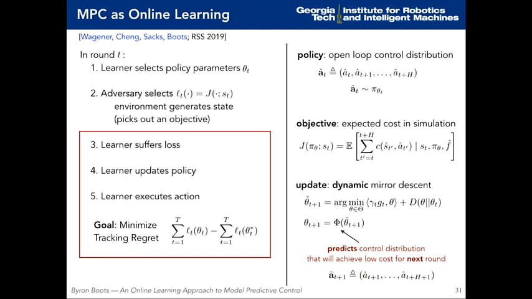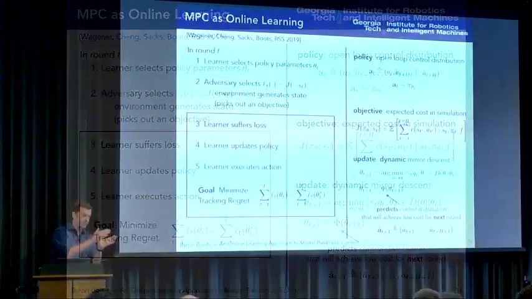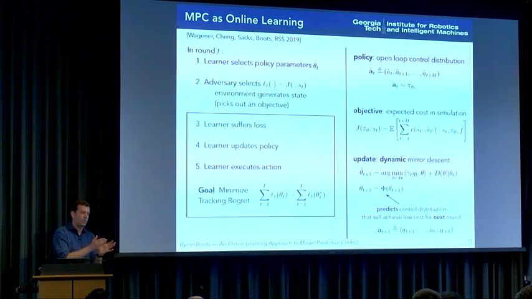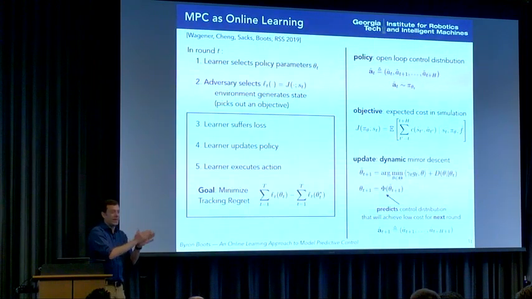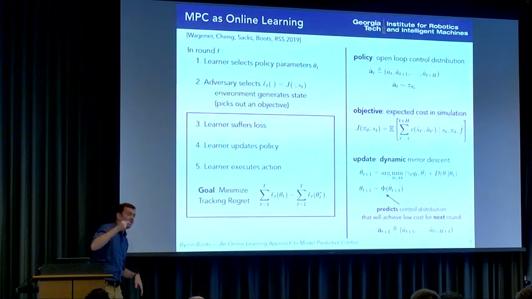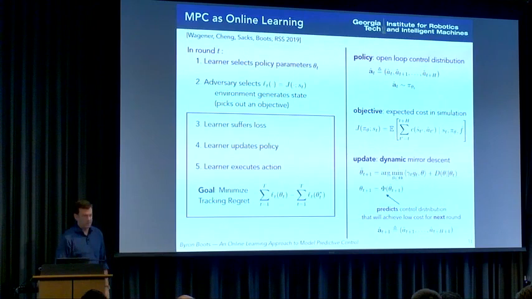So at every round, you're trying to fit the control distribution so that it works well at the current state. You're trying to predict a good distribution for the next state. Then the world chooses what next state you're going to be in, and then we'll keep repeating.